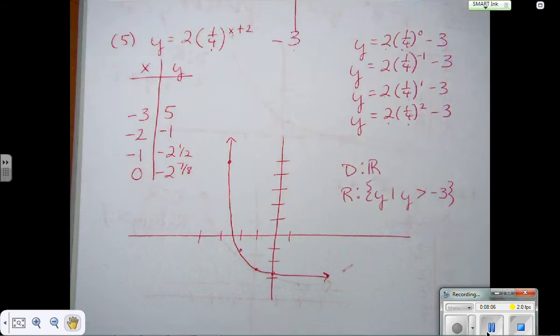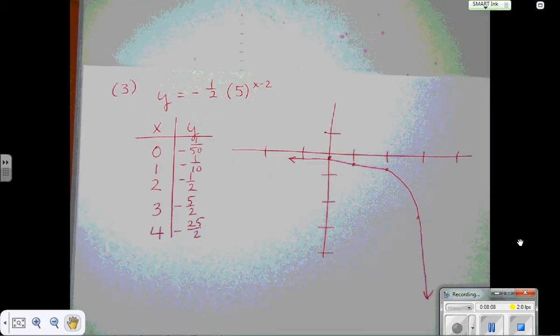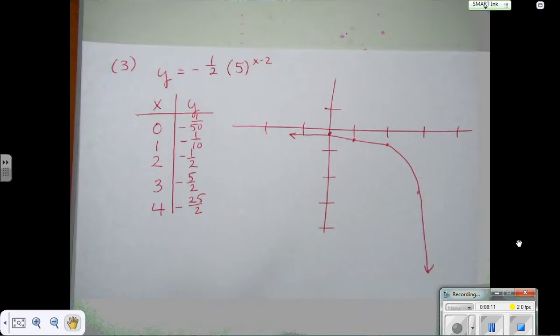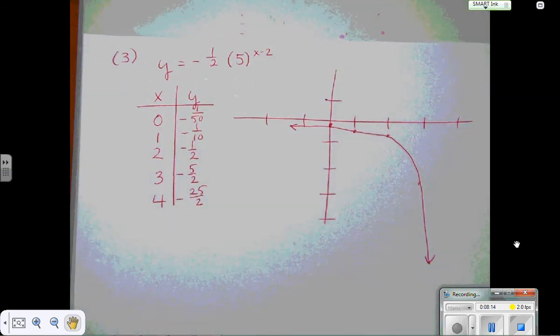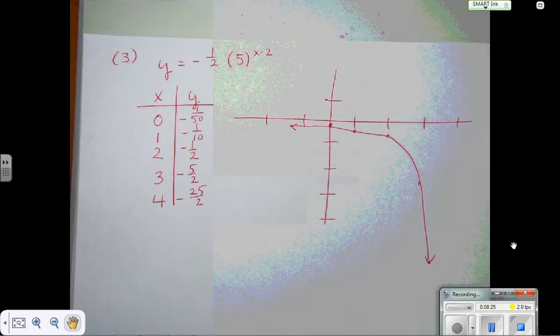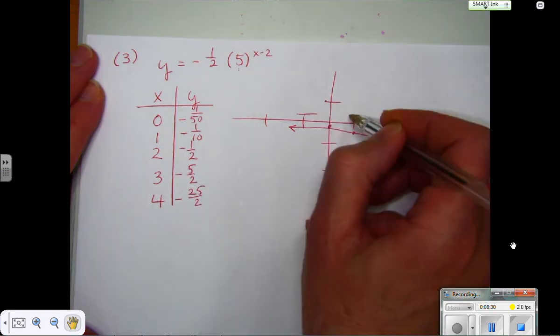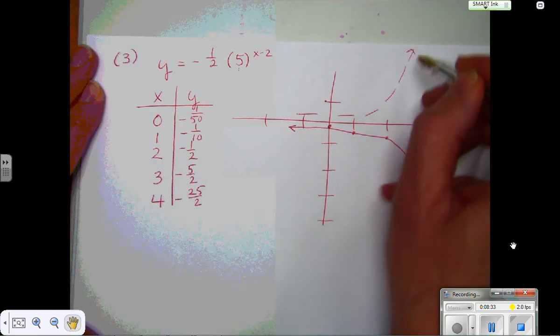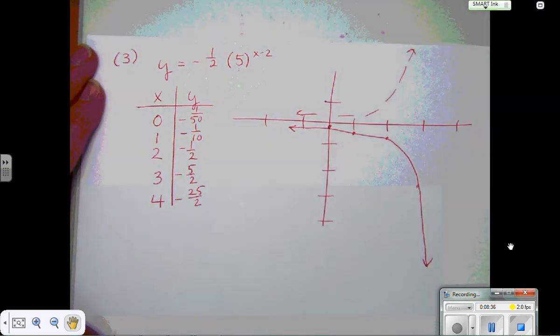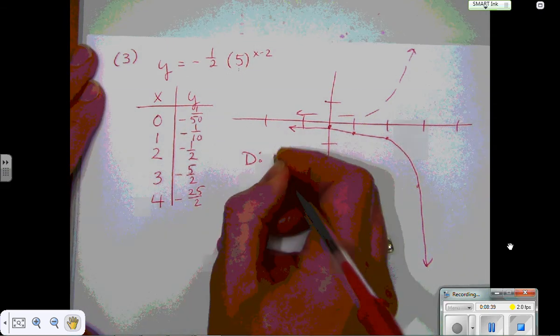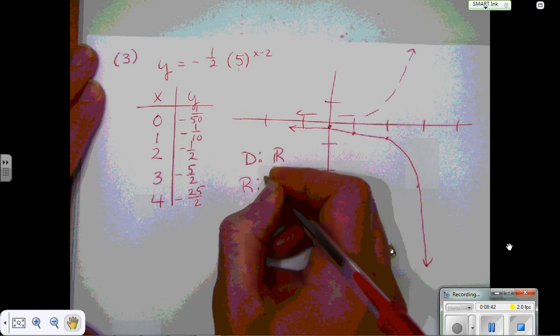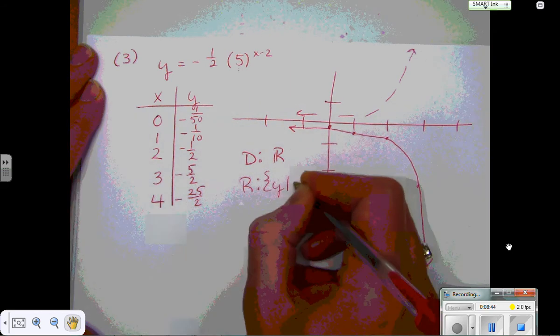Okay, so here's your graph for number 3. The negative 1/2 out in front has flipped it over. And you can tell by the base that this is a growth. Without being flipped over, it would look like this, right? So your domain here is going to be all real numbers, and the range is going to be all values of y so that y is less than 0. Question?